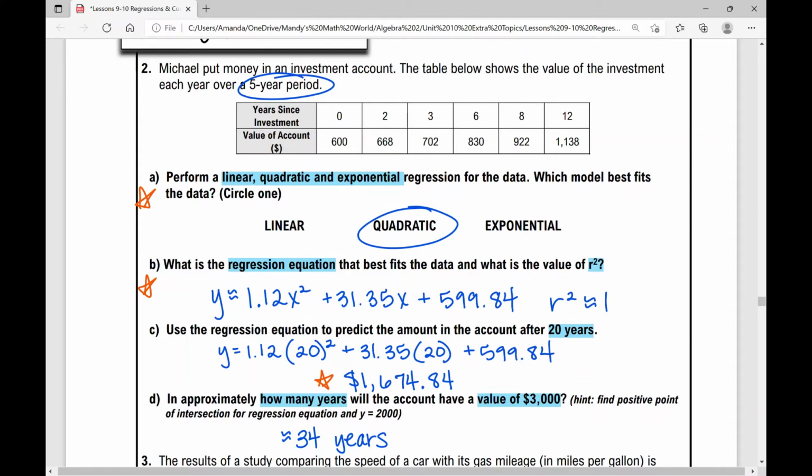Now, if you stored that equation into Y1, and so you didn't round it, you got like $1,674 and like 70 something cents. So that might look a little different right there, and that's okay. And then we found that at about 34 years, this account will have a value of 3,000. So in about 34 years, let's move on to our last example.